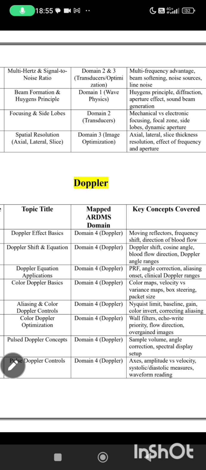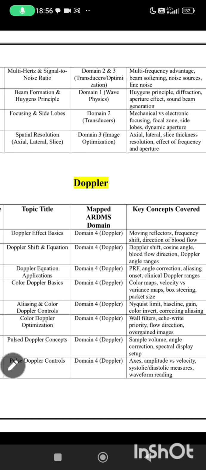Then controls, again very important. There are primary controls and secondary controls. In primary controls, there is transducer selection, there is preset, there is depth setting, there is scale, there is sample volume position, there is baseline, measurement cursor, there is gain, angle correction tool, and angle of the Doppler. So these are the primary controls.